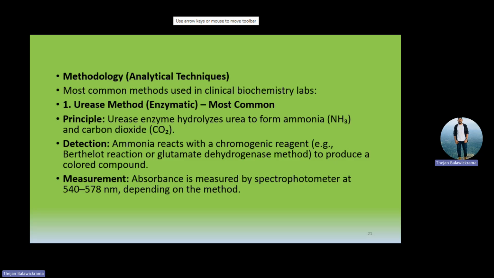Urea cannot be kept in the blood, it's harmful. So urea is converted into ammonia and carbon dioxide by the urease enzyme. Then, after the formation of carbon dioxide and ammonia, they are excreted from the body through urine. That's how it's happening. Well, then what do you do?